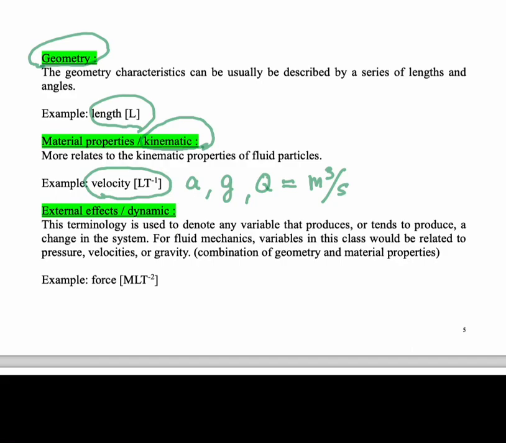Then group number 3 is the external effect or the dynamic group. This terminology is used to denote any variable that produces or tends to produce a change in the system. For fluid mechanics, variables in this class would be related to pressure, velocity or gravity, combinations of geometry and material properties. The common example for the dynamic group is force. This is the MLT for force, which is M, L, and T to the power negative 2.